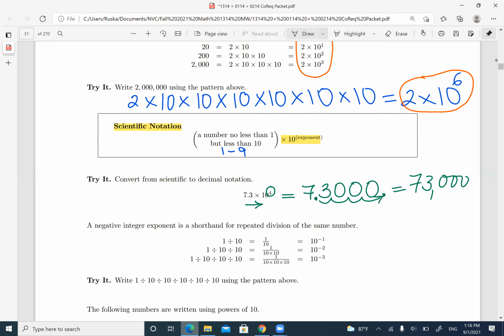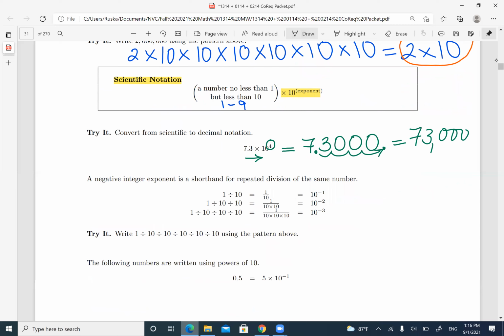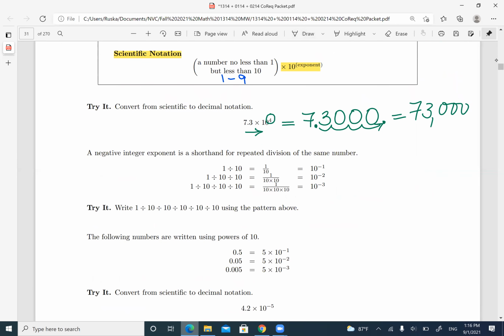So here you have the examples with the negative integer exponent, okay? It's an easy way to represent division of the same number. We did that last time, if you remember, right? So 1 divided by 10 is going to be 10 to the negative 1, negative 2, negative 3. We did that last time, okay? So let's do the next one. We have 1 divided by 1, 2, 3, 4, 5. So it's going to be 10 to the negative 4.